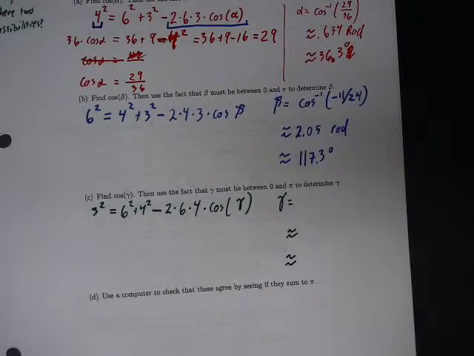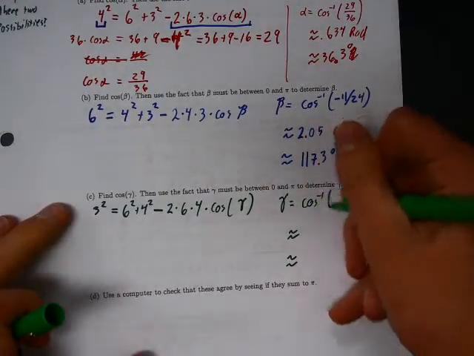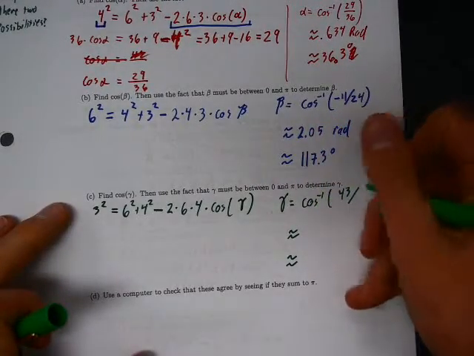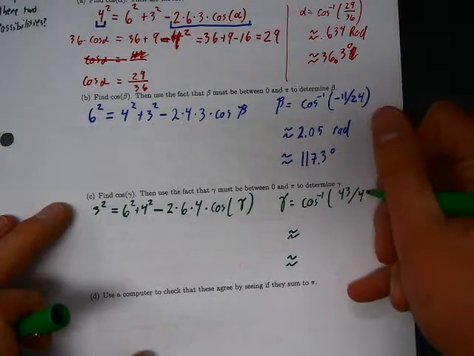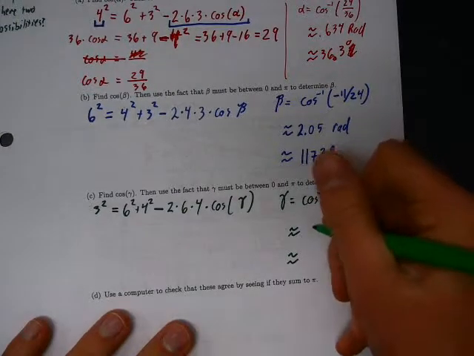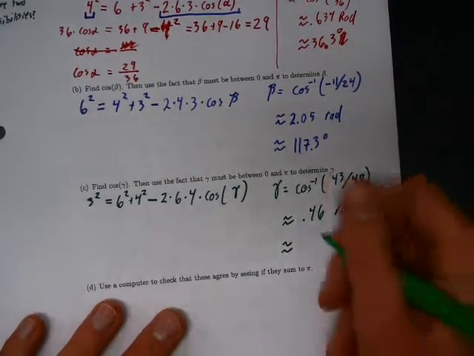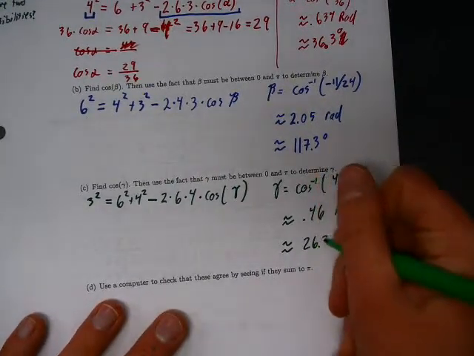Inverse cosine of 43 over 48, which is approximately equal to about 0.46 radians, or 26.38.